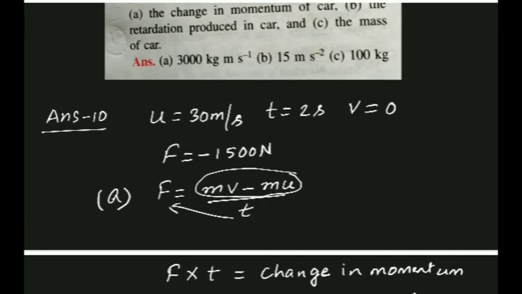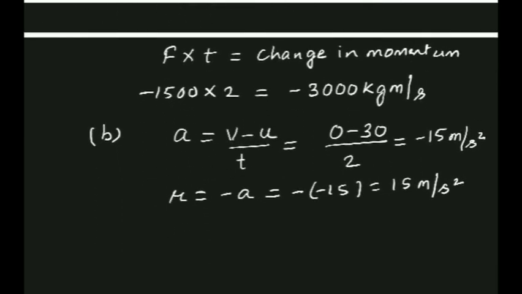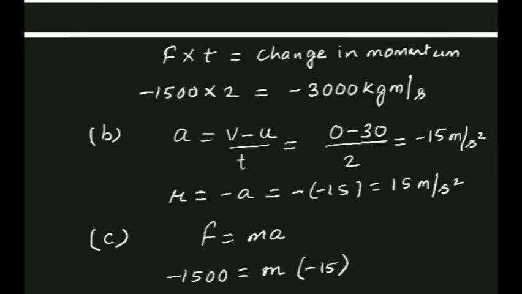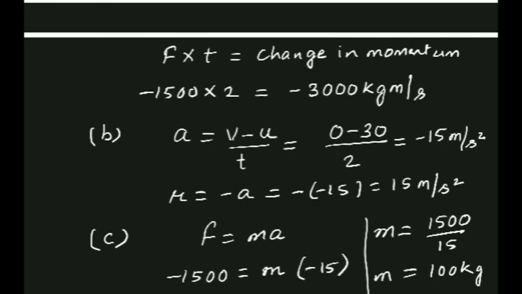Then mass of the car. So we will apply Newton's second law of motion formula. F is equals to ma. F is minus 1500. Mass we have to calculate. Acceleration is minus 15. So if you calculate, m is coming 1500 upon 15, minus and minus are cancelled, so it's coming 100 kg. So this is complete solution of question number 10.